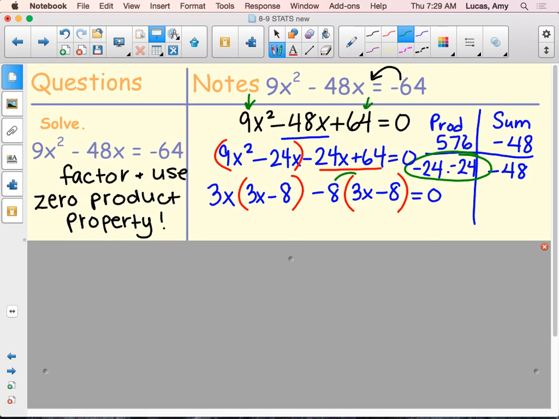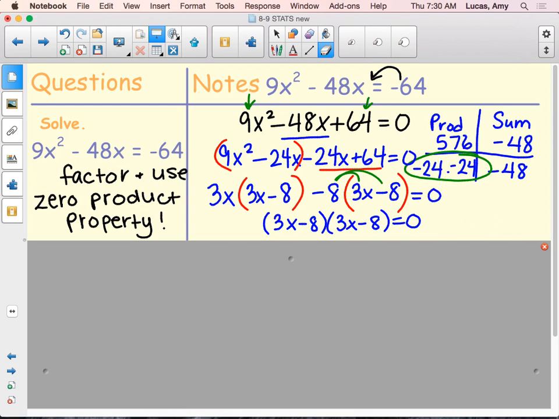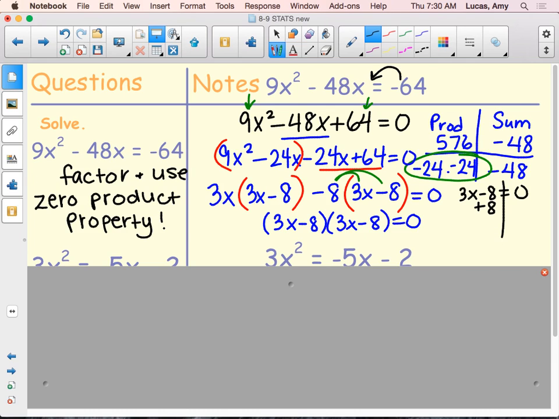Negative 8 times 3x is negative 24x. Negative 8 times negative 8 is positive 64. So my binomials are both 3x minus 8. The good news about that is I don't have to solve both of them. I'm only going to have to solve one of them to figure out what my 0 is. So I set one of them equal to 0 over here, and I solve it. Add 8 on each side, 3x equals 8, and then divide by 3. So x equals 8 thirds. I don't have to solve both of them because they would give me the same answer.